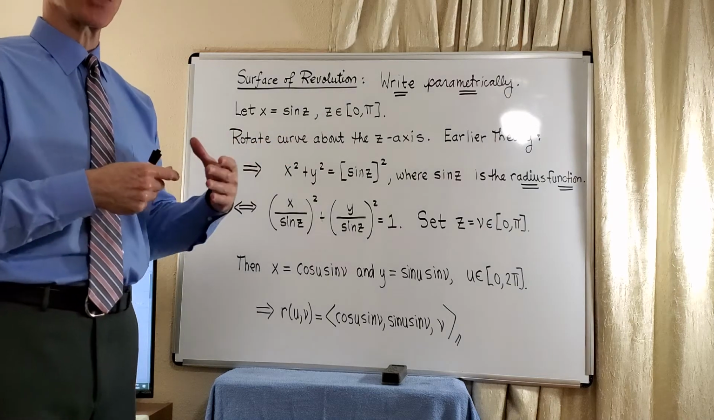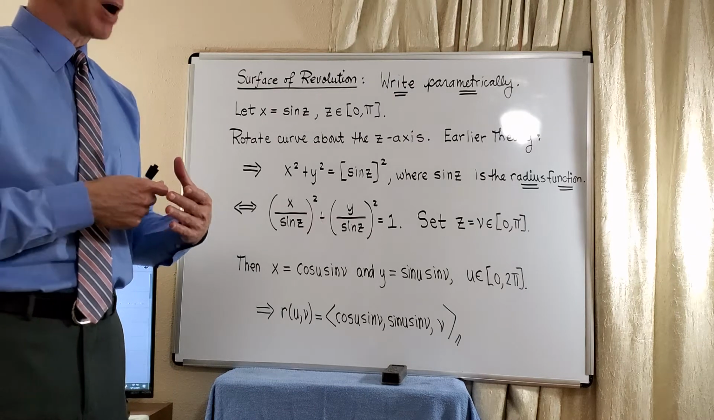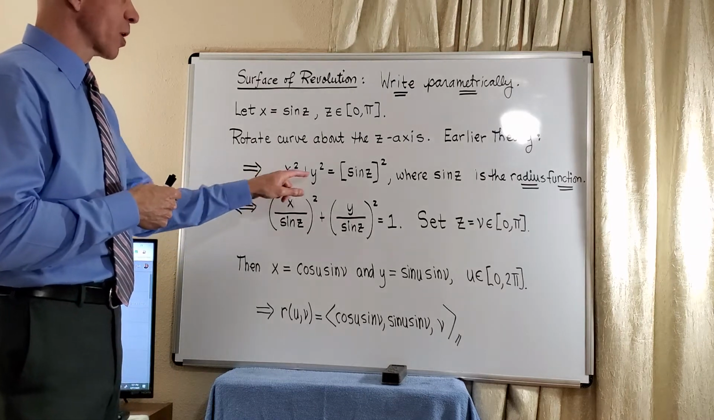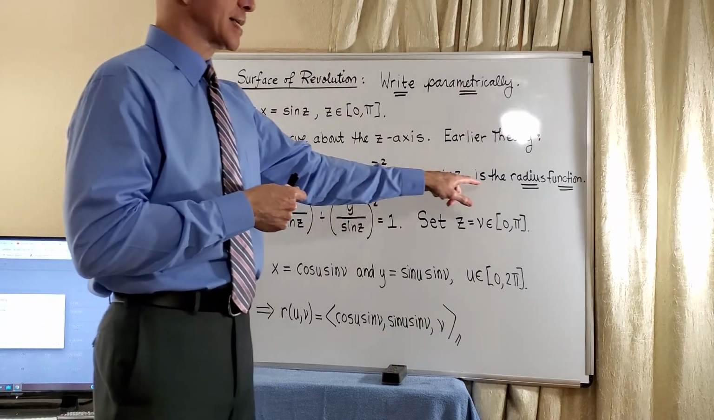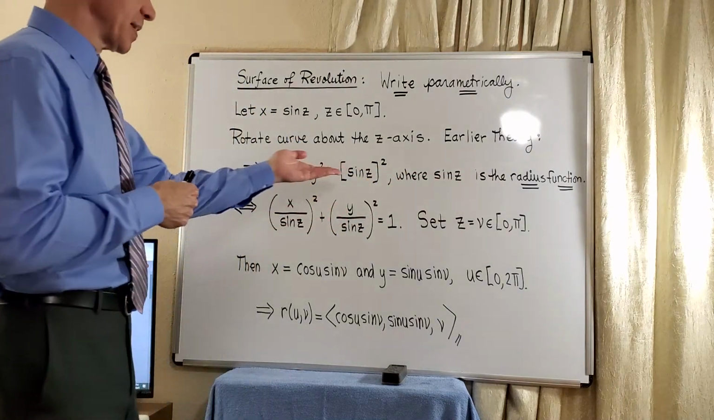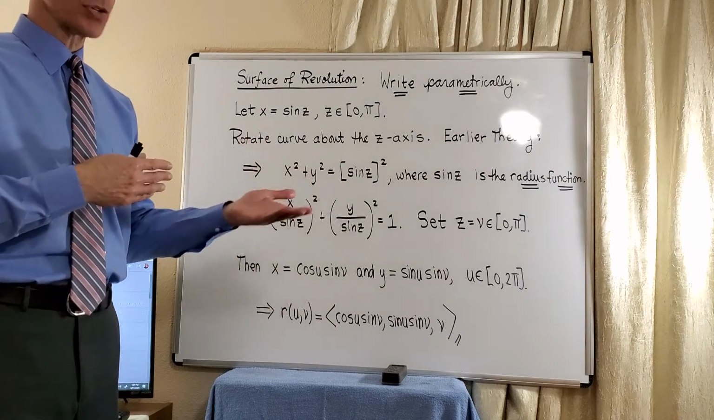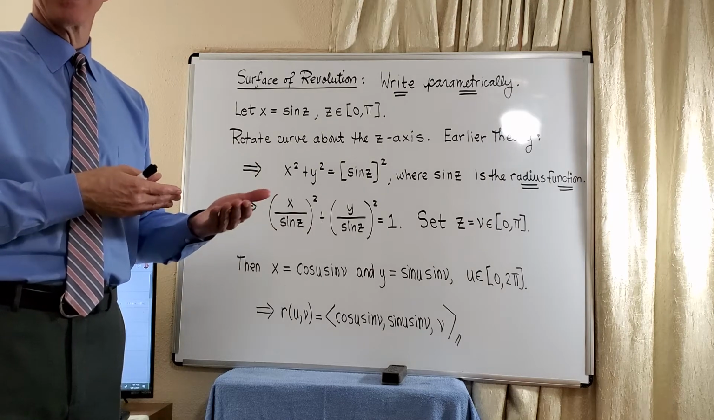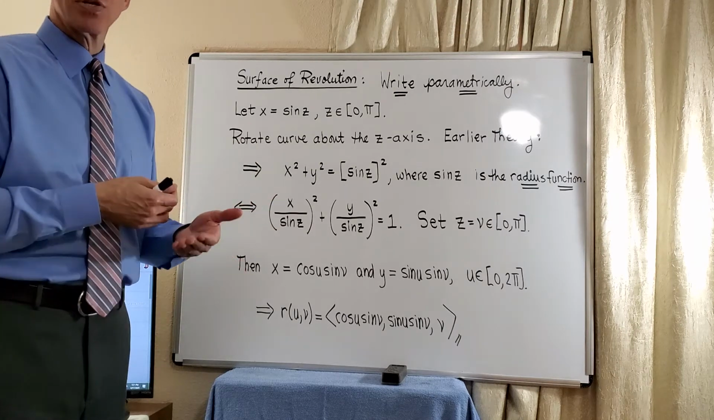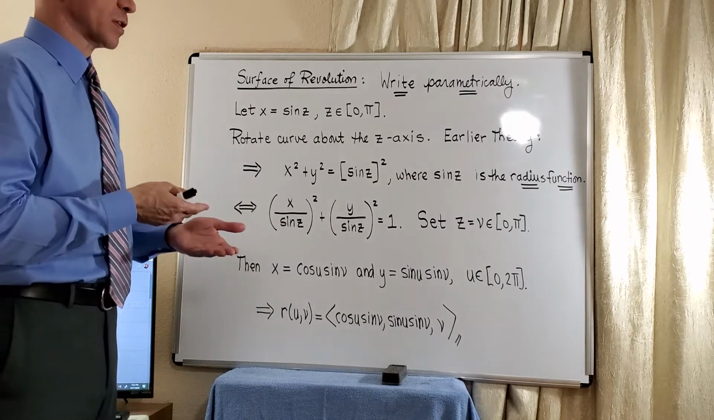Then that's going to form a circle in a plane parallel to the xy plane. So we get x squared plus y squared equals sine z squared, where of course sine z is the radius function. And this would give you the equation that we had earlier. And of course now this reminds us of equations of ellipsoids, spheres, hyperboloids. All of those types of surfaces are surfaces of revolution.